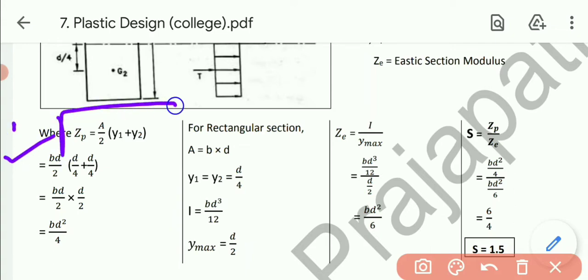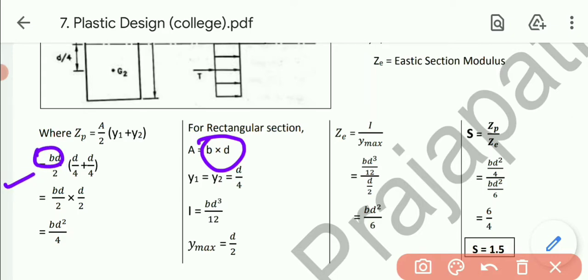The formula of the Zp stands for a by 2 in the bracket y1 plus y2. So talking about putting down the value, first of all area, that is b cross d. So let's put down the area, that is bd, divided by 2, in the bracket y1 and y2 both are equal to d by 4. So d by 4 plus d by 4. So let's solve this one. BD by 2, and in the bracket d by 4 plus d by 4, so ultimately it will be d by 2.